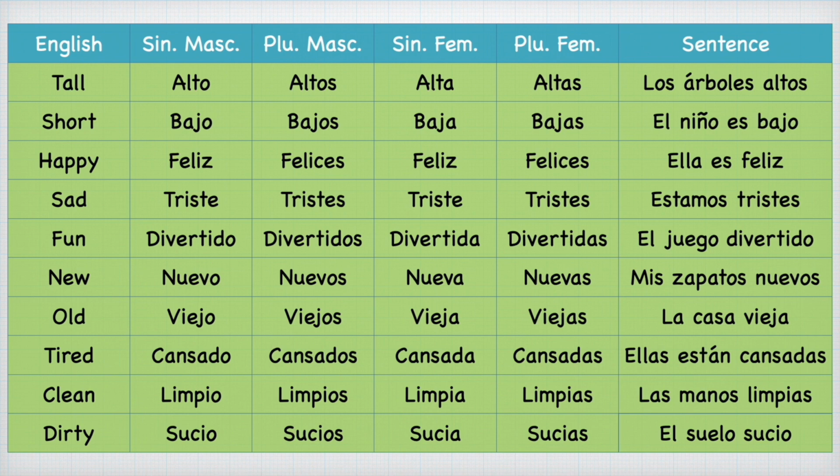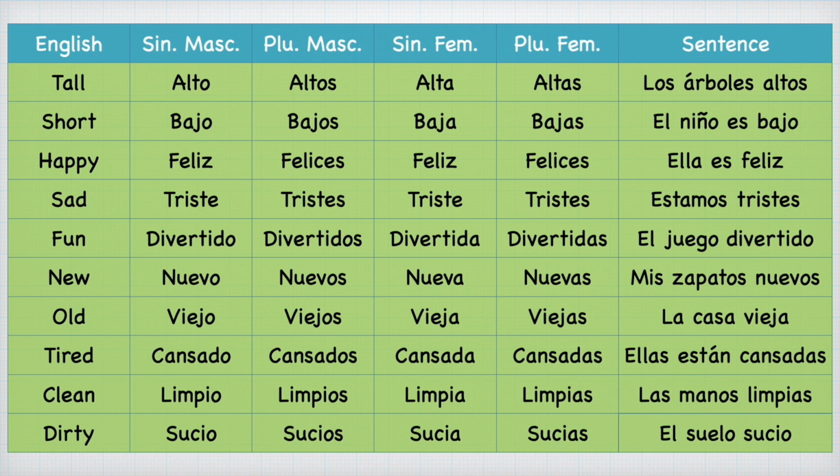The most difficult part of learning these words is the fact that they have to agree with the nouns in gender and number. So one word in English can have different variations in Spanish, but there are some patterns that help. You can see a lot of the masculine singular adjectives here end in O, and to make them plural we just add the S.